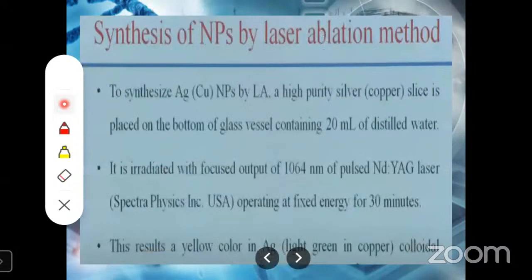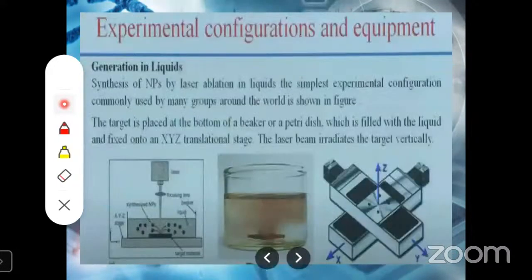Compared to the other methods, it does not have a much longer reaction time. It doesn't take much reaction time, it has multiple steps, and it does not require any toxic chemicals for its synthesis. So it is also called an environmentally friendly method or a green method.